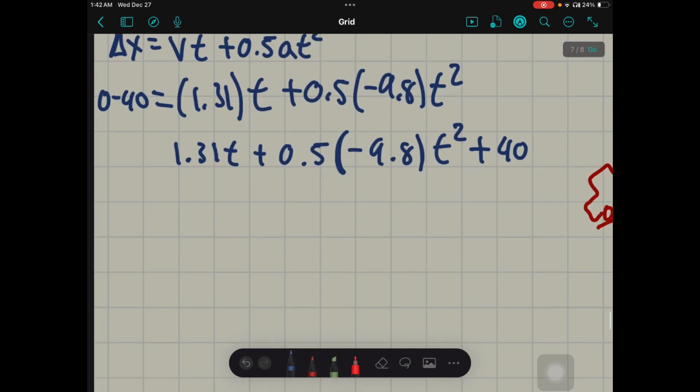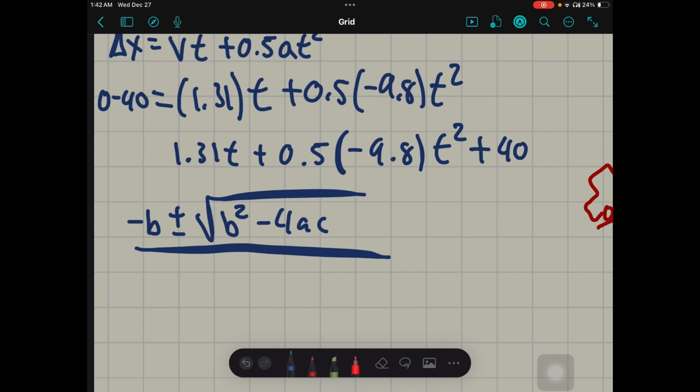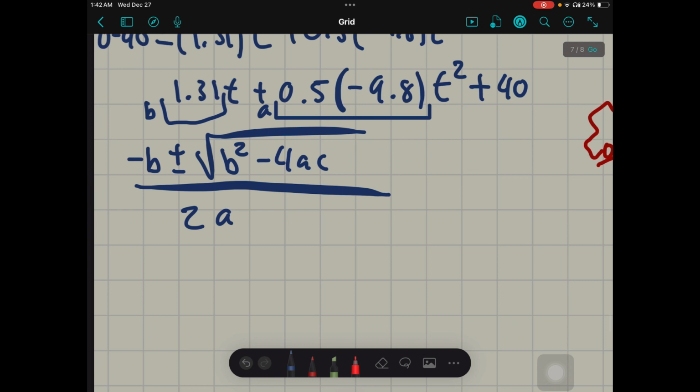So now we can find out our t value by using the quadratic formula, which is negative b plus or minus the square root of b squared minus 4ac, divided all of that by 2a. Okay, so our a is going to be this part, and our b is going to be this part. So this is going to be b, and this is going to be a. Okay, so we can go ahead and rewrite everything in terms of this formula.